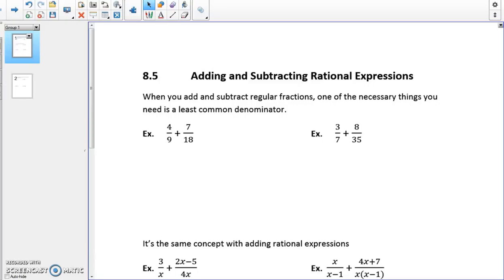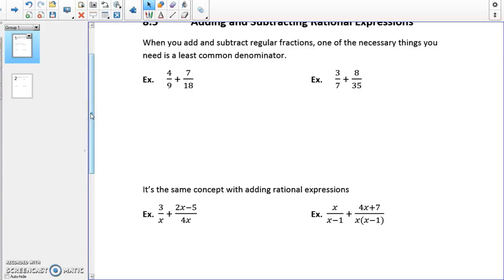Alright guys, so these are the notes for 8.5. It says up here, adding and subtracting rational expressions. As it says below that, when you add and subtract regular fractions, one of the necessary things you need is a least common denominator. Okay, and there's a couple number examples up here just to kind of refresh us from that.